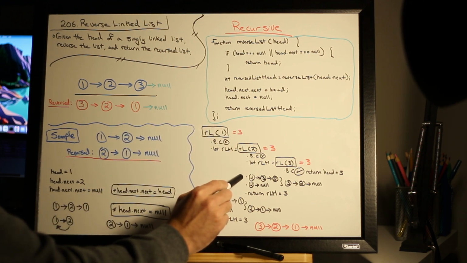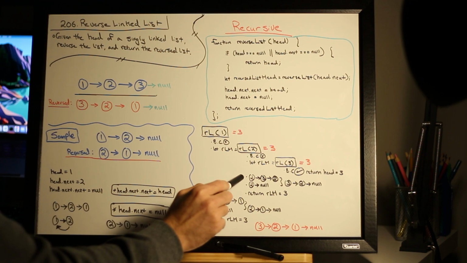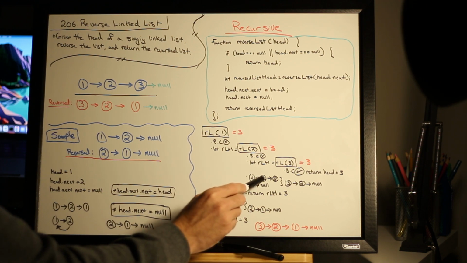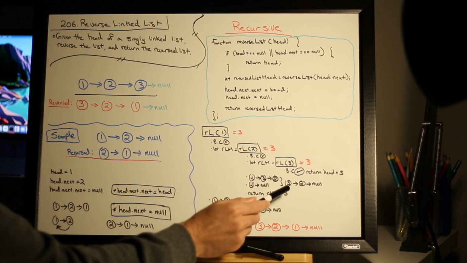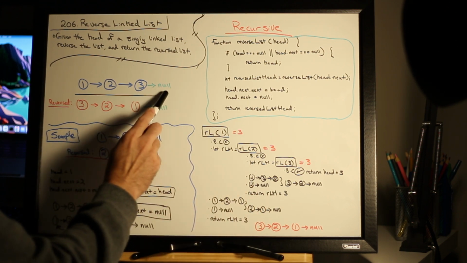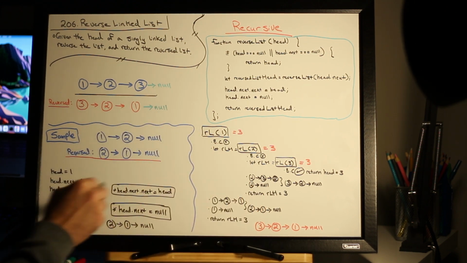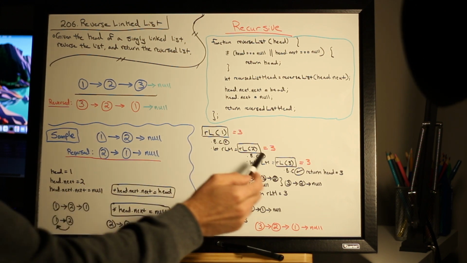The first part is head.next.next is equal to head. So head is equal to 2. 2.next is 3. 2.next.next is back to 2. Initially that was null, but now we're setting it to 2. Exact same thing that we did out here.